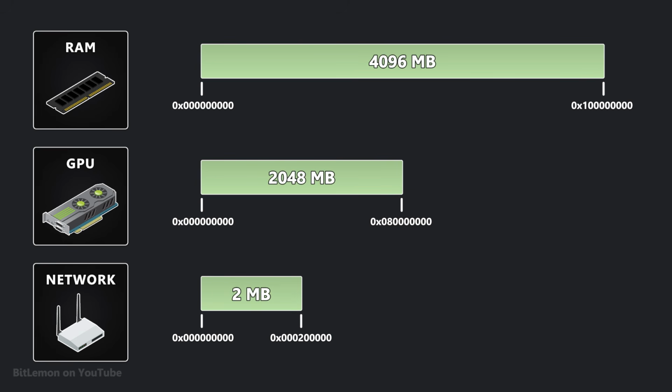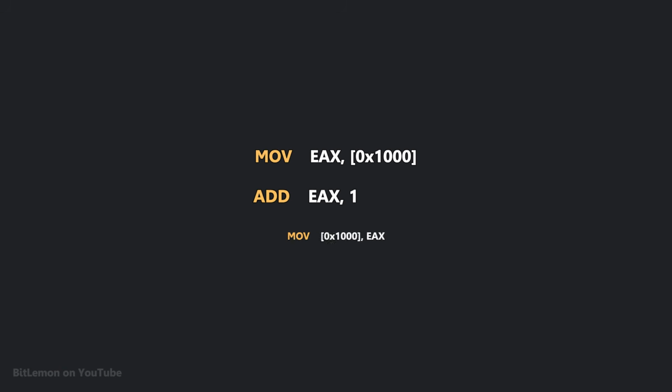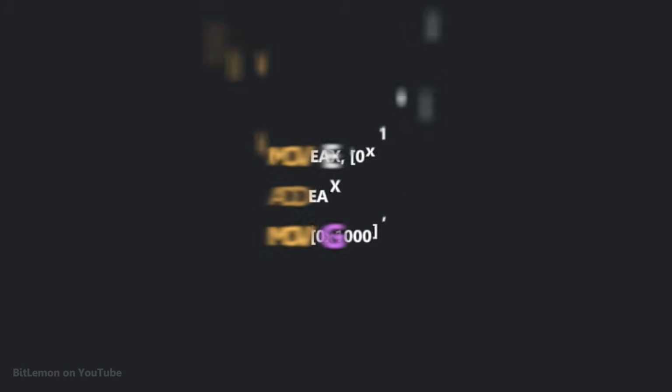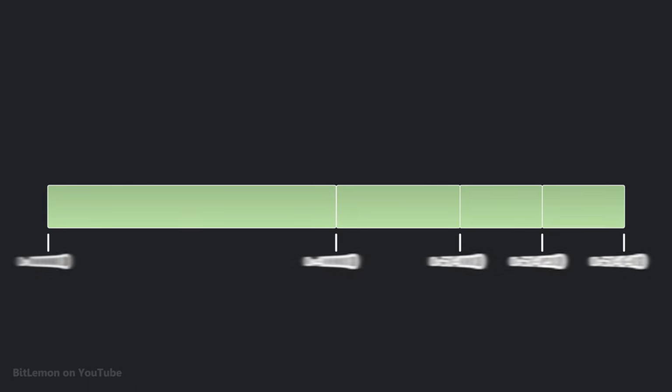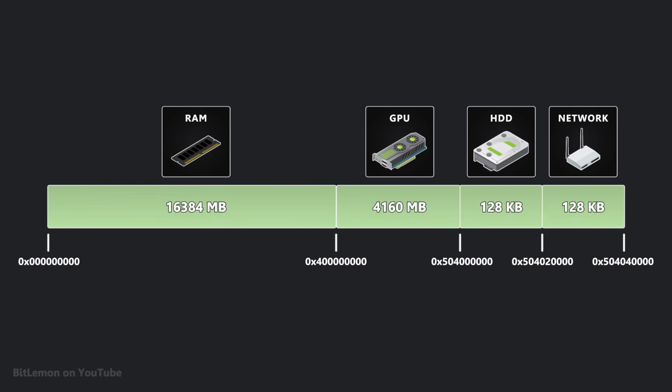There are two main solutions to this problem. One approach is to explicitly specify the target device in the instruction, a technique known as port-mapped I/O. The other approach is to map all devices' memory into a unified address space, which ensures that addresses do not overlap. This technique is called memory-mapped I/O.